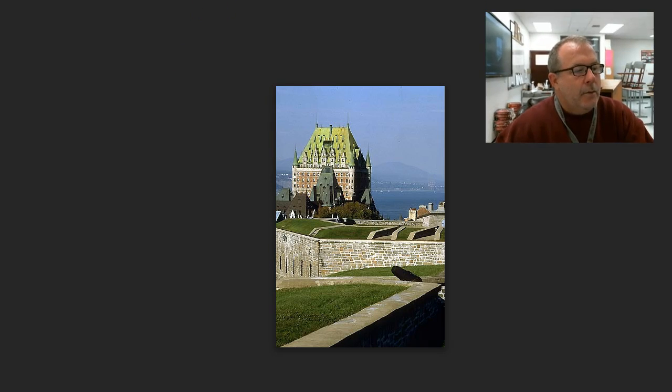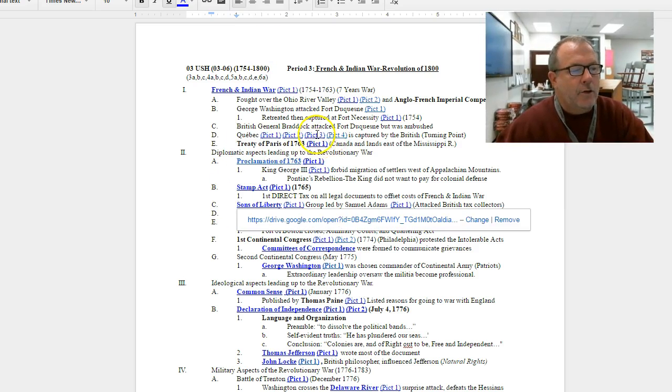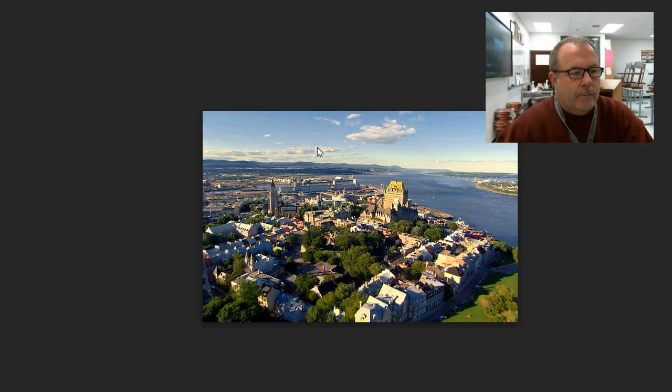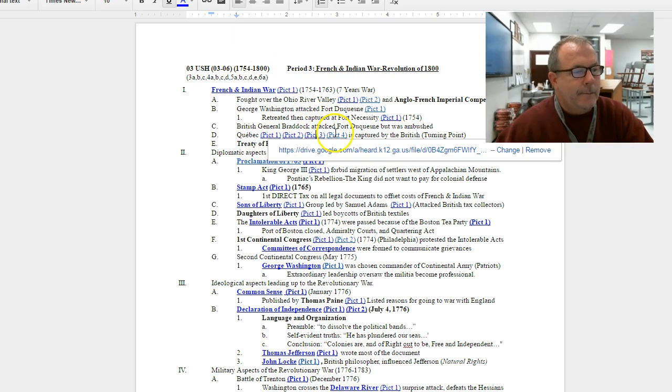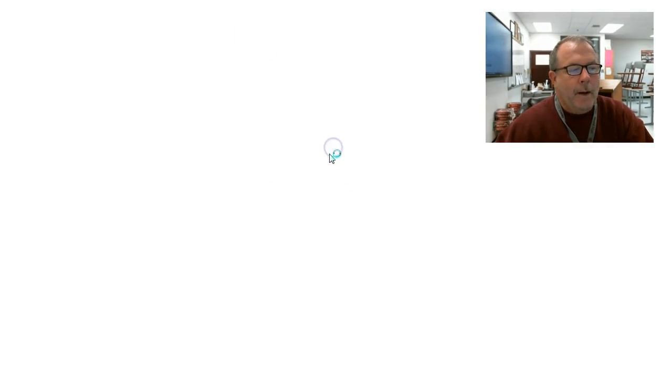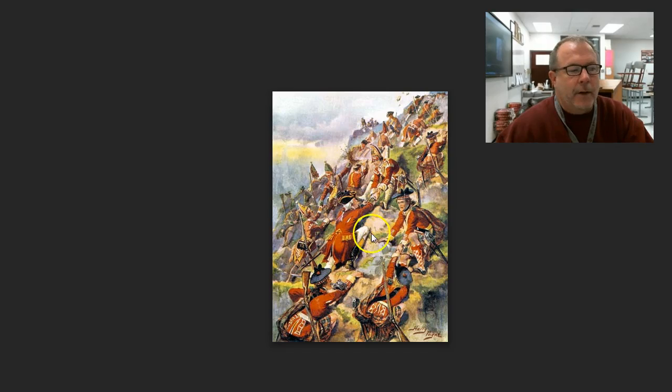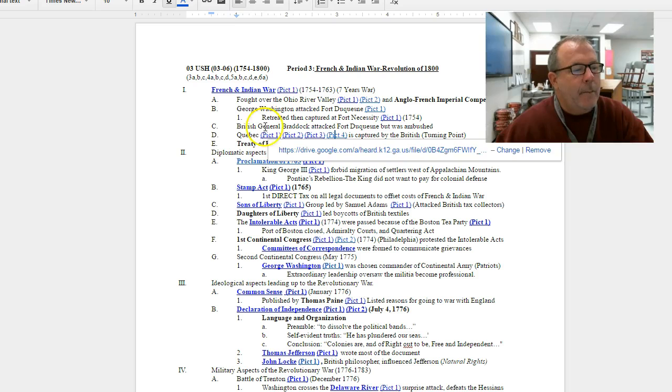Here's a picture of the city, which sat up on top of a plateau and commanded the control of the St. Lawrence River. There's a longer shot of the city. Quebec was eventually captured by the British because they learned of a secret pathway up the cliffs from a spy, and were able to defeat the French army on the Plains of Abraham.